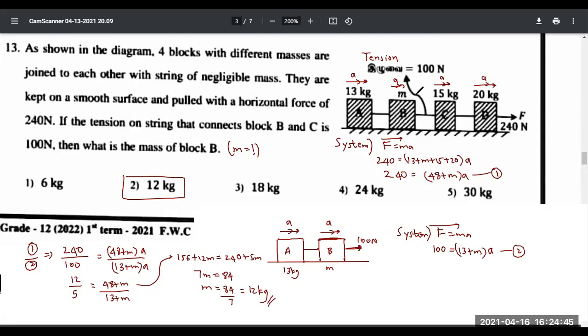Normally what they do is they give all the masses and they ask you to find the tension somewhere in between. This time they have given the tension in between and they are asking to find the mass. Same steps, same steps.